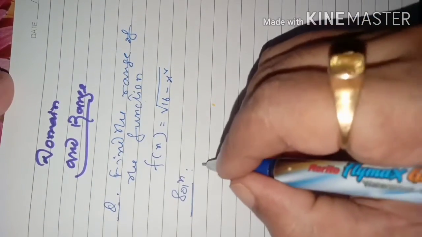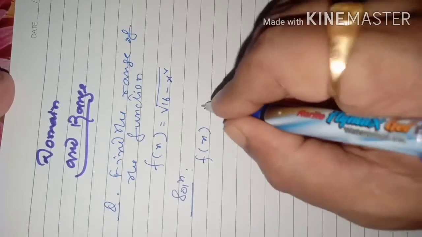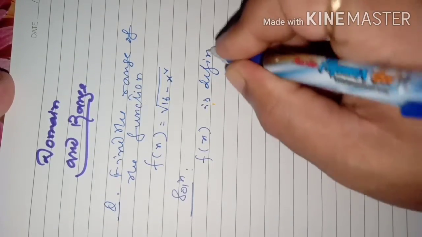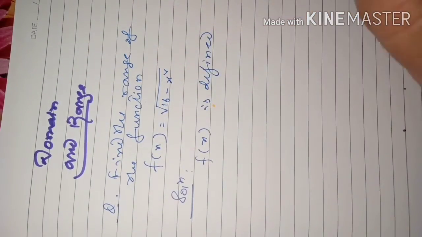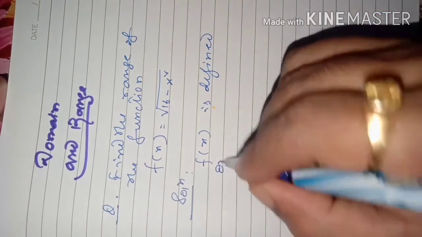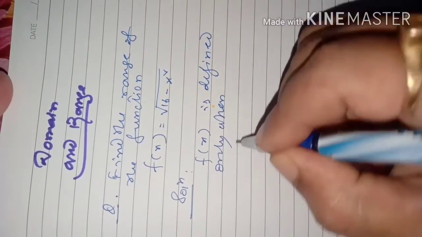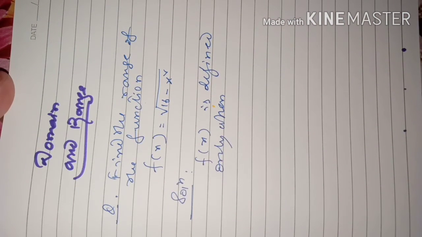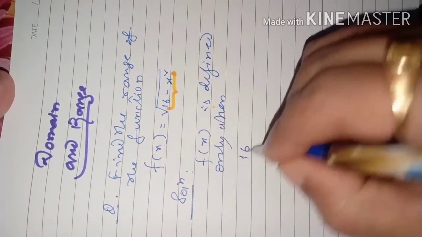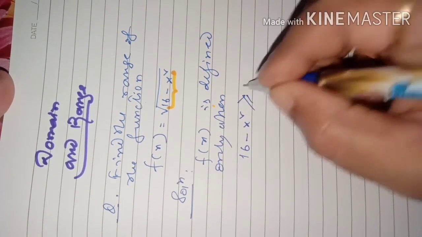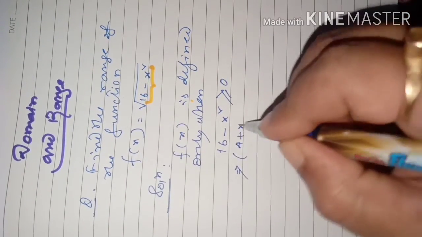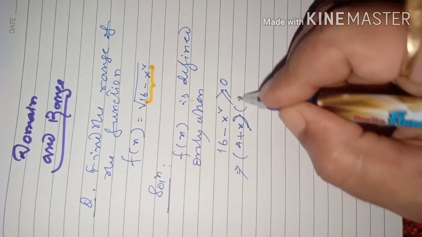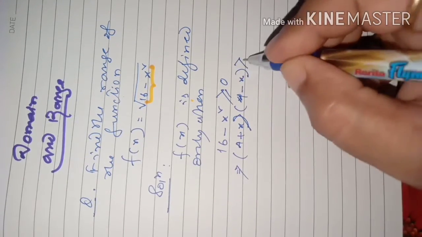f of x is defined only when the expression under the square root is defined, because whenever a square root sign is there, we have to check that what is given under the square root sign should be greater than or equal to 0. That is our point. So f of x is defined only when 16 minus x square is greater than or equal to 0. 16 minus x square greater than or equal to 0 means 4 plus x into 4 minus x is greater than or equal to 0.